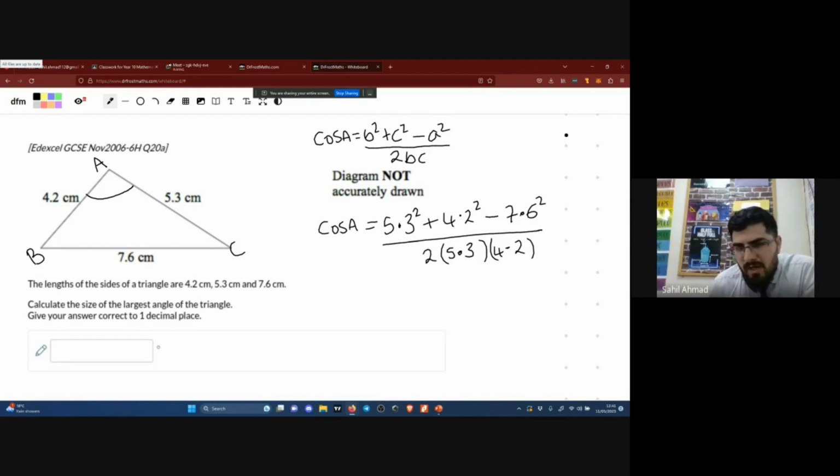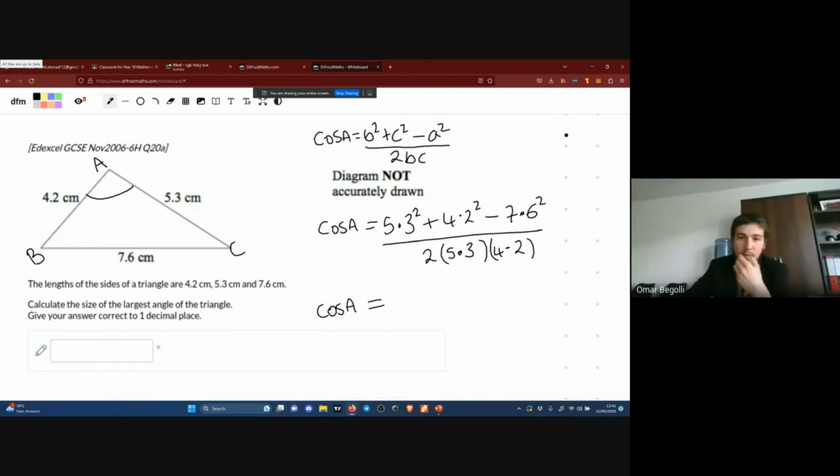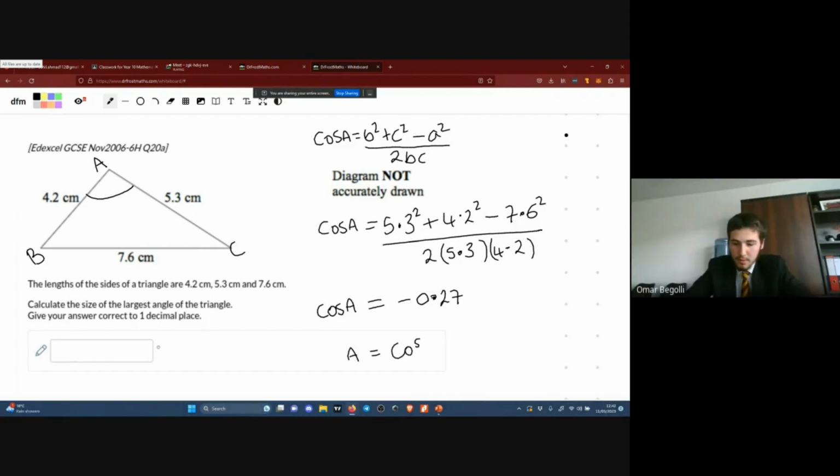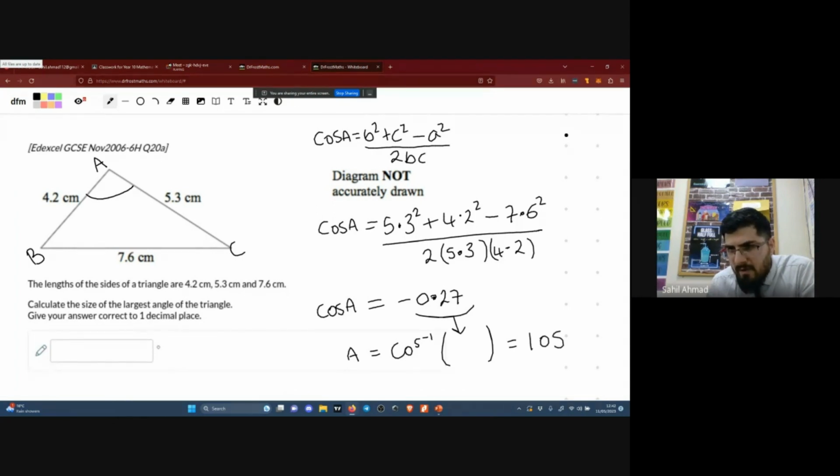Omar, can you calculate all that for me and tell me what cos A should equal? So cos A is minus 0.27. Minus 0.27, yes? Amazing. And finally, Omar, finish off the question. What is the angle A then actually equal to? So you have to do cos minus 1 of that, which is 105.7. It's equal to 105.7. And there you go.